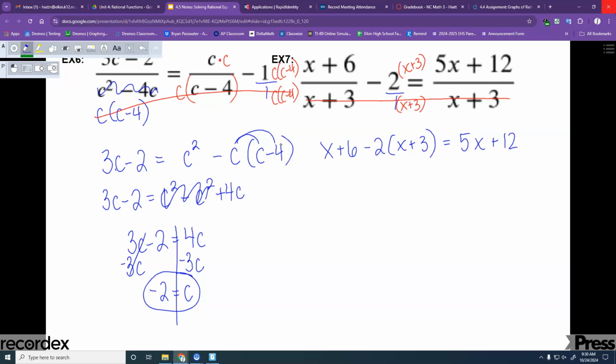What do I need to do to solve this one? Let's distribute first. So we'll have x plus 6 minus 2x minus 6 equals 5x plus 12. The positive 6 and the negative 6 are going to cancel each other out when we try to put those together. And then so I've got a 1x minus 2x. That's going to be negative 1x when I put those together. So we're combining our like terms on that left side. We got 5x plus 12.